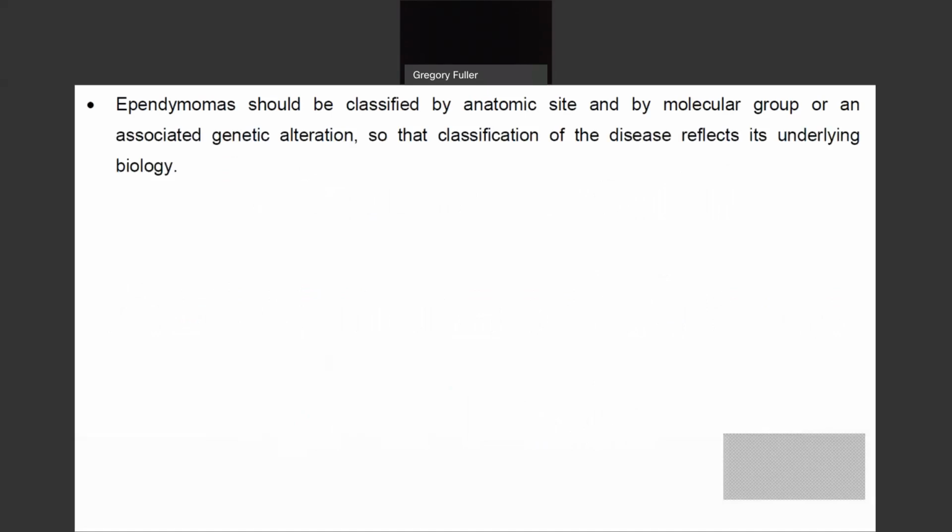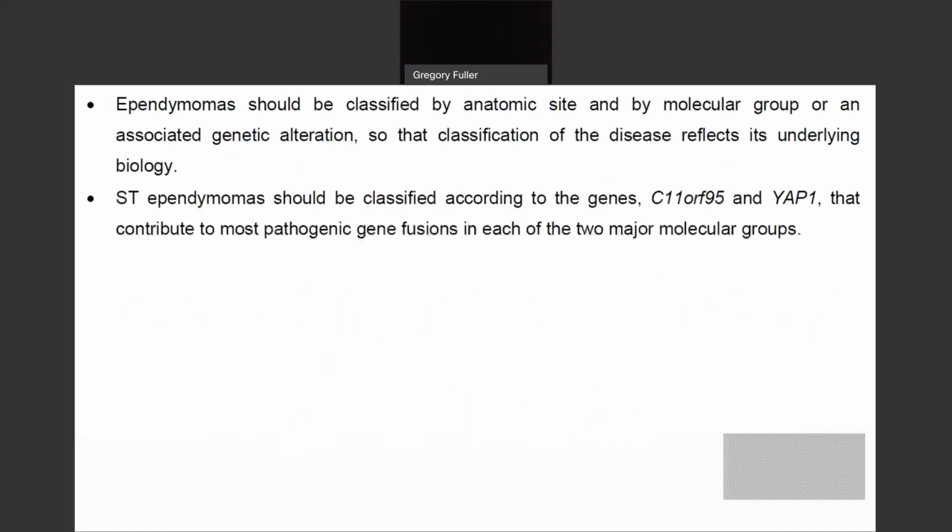Ependymoma should be classified by anatomic site and by molecular group or an associated genetic alteration, so classification can reflect biology. Supratentorial (ST) ependymoma should be classified according to the gene C11orf95. Now that's the RELA. So we talked about RELA in the 2 updates before. C11orf95 is a more reproducible partner, and it partners more consistently with other partners than RELA. We're going to make it C11orf95, fine. RELA-C11orf95 is the single most common combination, all right, and YAP1 is the other partner. They contribute most pathogenic gene fusions to each of the 2 categories, okay?